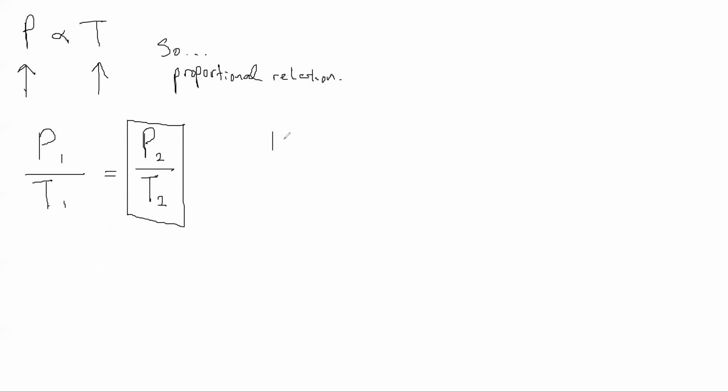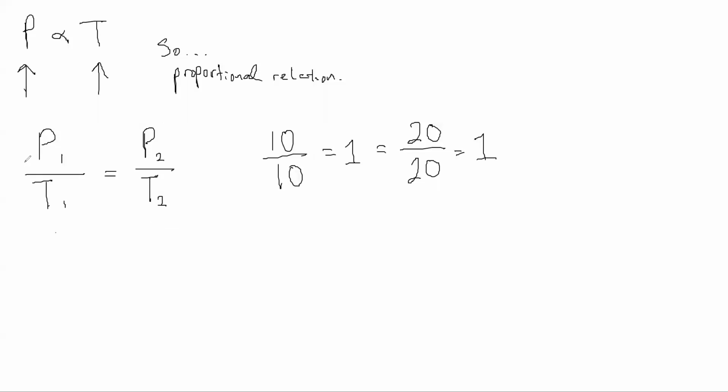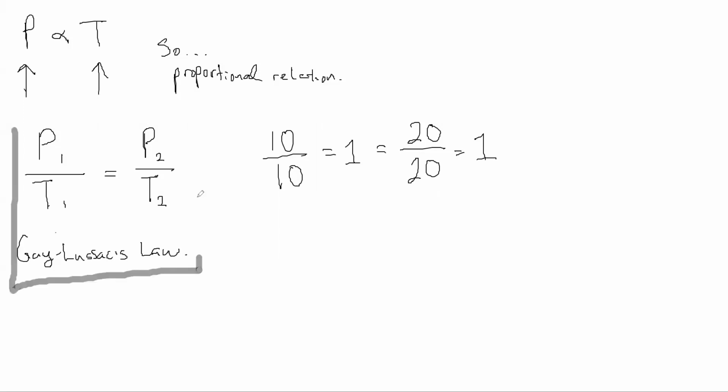Here's an example. Let's pretend I have 10 over 10. What's that fraction equal to? Well, 1. But let's pretend the pressure of this experiment, of this system, was increased to 20. Then the temperature must also increase to 20 so that the fraction still remains constant. P1 over T1 equals P2 over T2. This relation is called Gay-Lussac's law. That is going to be our first gas law.